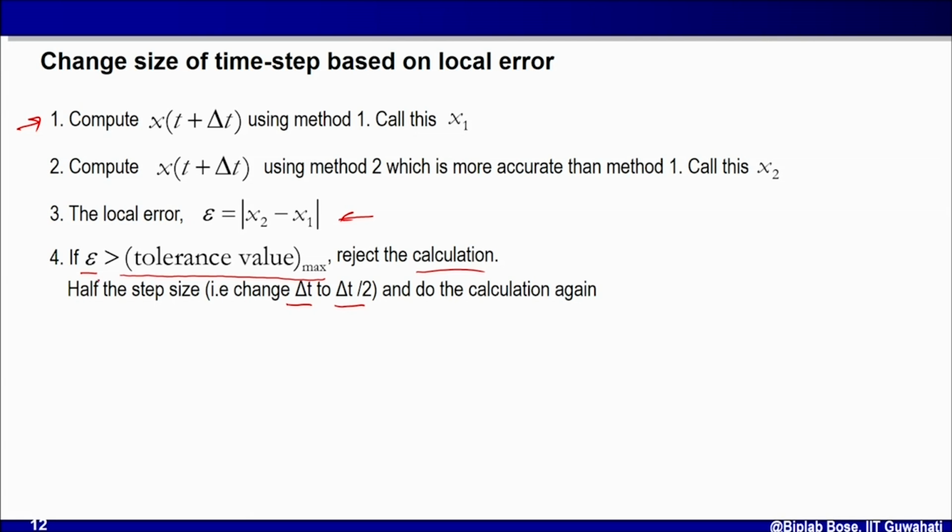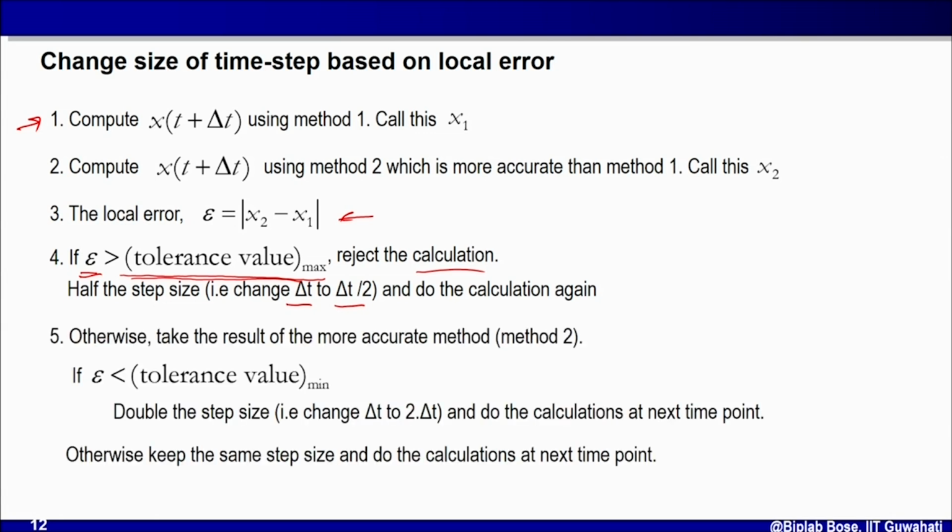And again I check whether the error that I am getting is bigger than the maximum tolerance value that I will allow or not. Suppose now the error is not bigger than the maximum tolerance value I will allow. Rather, it is either smaller than that or equal to that. If that is true, then I will accept the result obtained by the more accurate method, that is the second method.